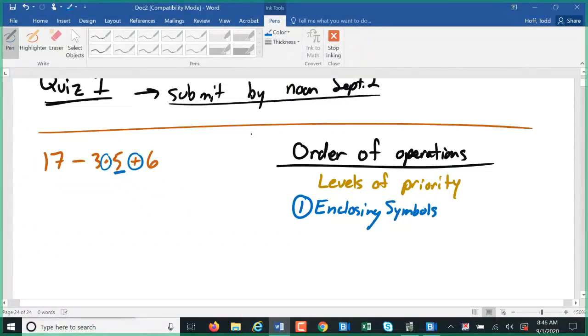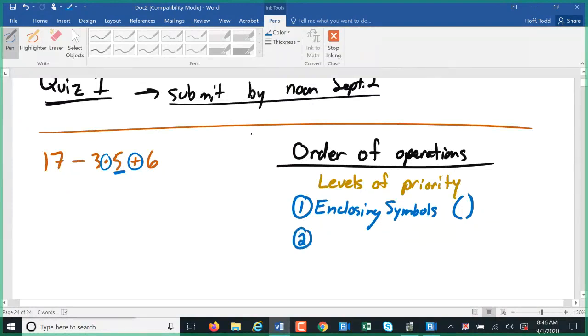Now, many of you may have just been told parentheses here. If you learned the old PEMDAS, P stood for parentheses. And that is our most common type of enclosing symbol. But before we're done here today, you're going to see a couple other types of enclosing symbols as well.